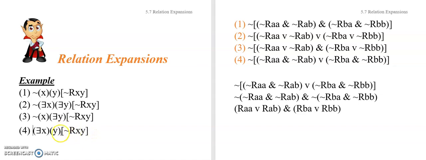For everything, it does not bear R to it. Okay, so either A is going to not bear R to everything, or B is going to not bear R to everything. And then if we negate that, we're saying there's nothing in there like that, right? So for A, either it bears R to itself or it bears R to B, and for B, same thing. And that's exactly what we have here.